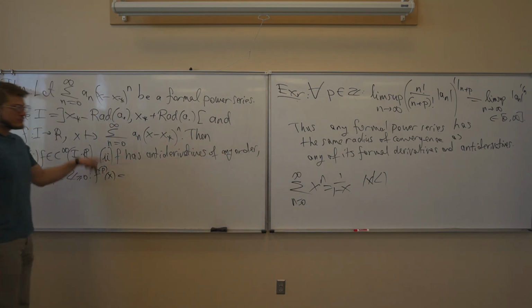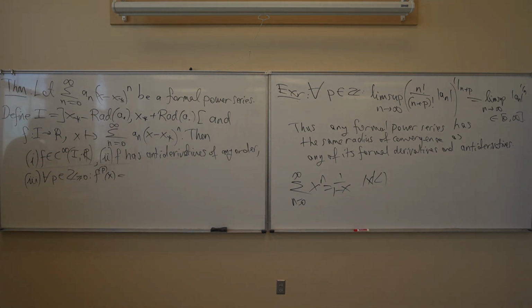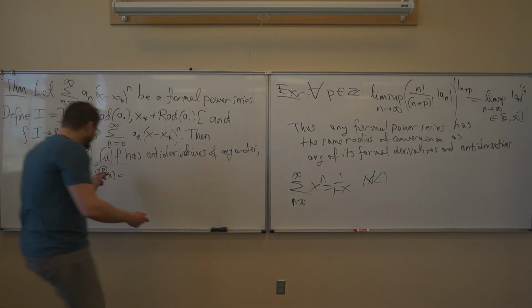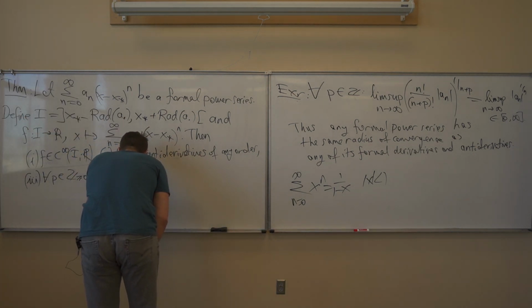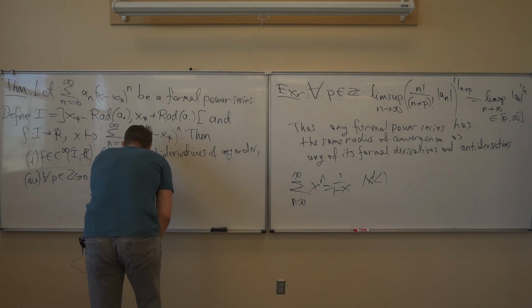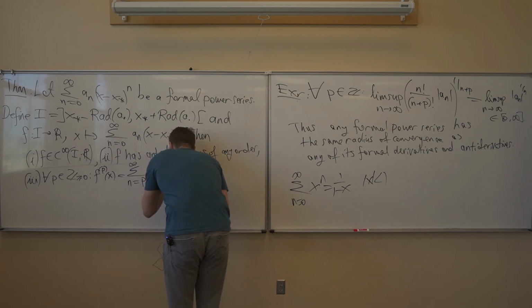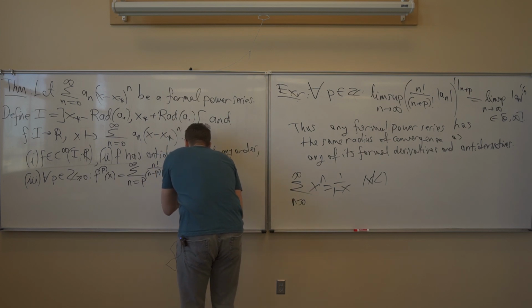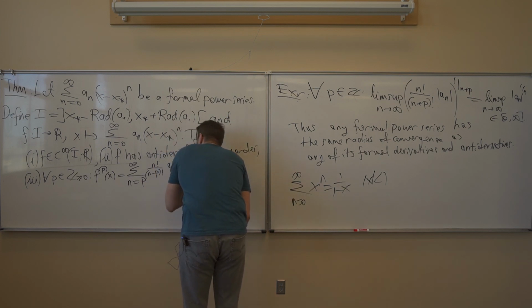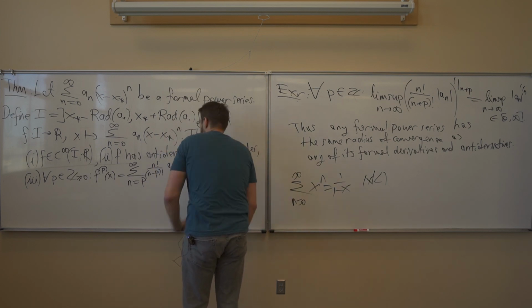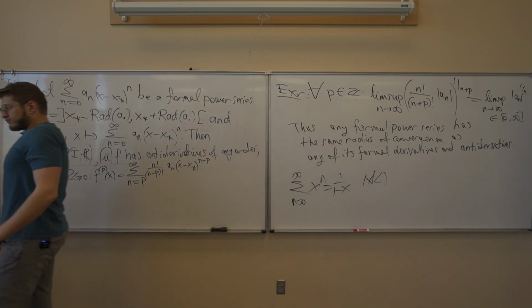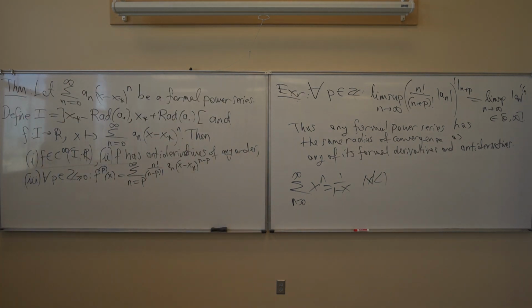Well, this is given by the power series that we wrote before, which I have forgotten successfully. n factorial divided by n minus p factorial times a sub n times x minus x star raised to the power n minus p, pointwise and uniformly on any compact subinterval.